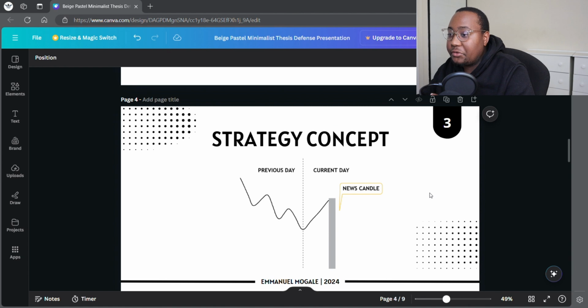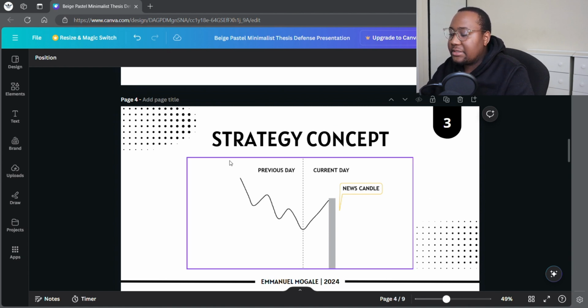So the concept is very simple. Let me just explain it quickly for you. Let's say you have the current day when you're going to be trading the news. I want you to pay attention to the previous day's trend, and you're going to find this previous day's trend on the M15. Remember what I say right now: M15. M15, guys, that's the trend you're going to be on.